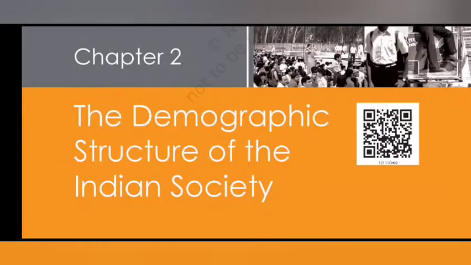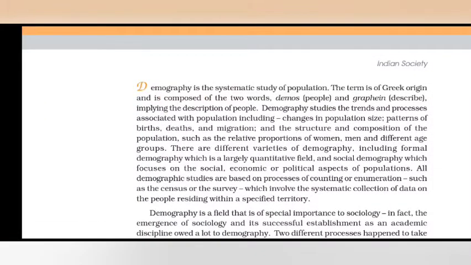Chapter 2, The Demographic Structure of the Indian Society. Demography is a systematic study of population.